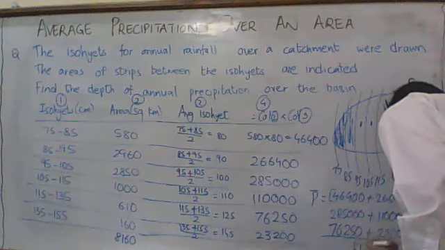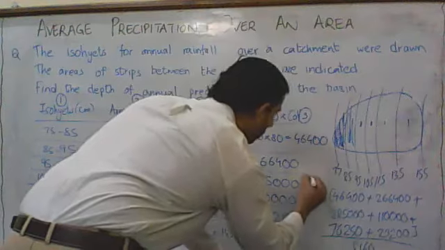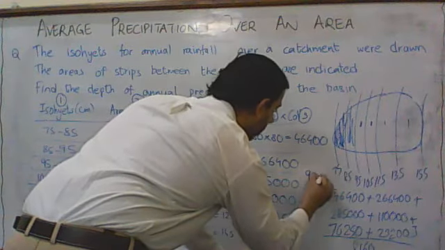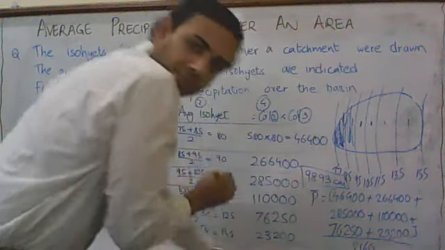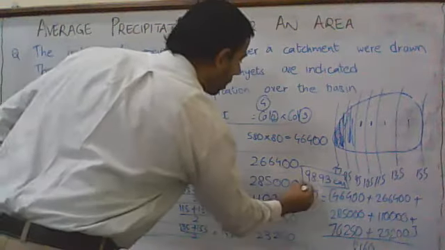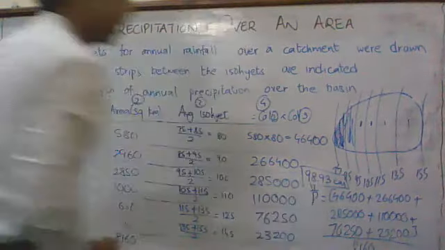So the average precipitation in this case, this P bar, comes out to 98.93 centimeter approximately. So the value of P bar comes out to 98.93 centimeter. This is according to the isoheital method. I hope this is clear to you. If you have any doubt, you can ask me in the comment box.